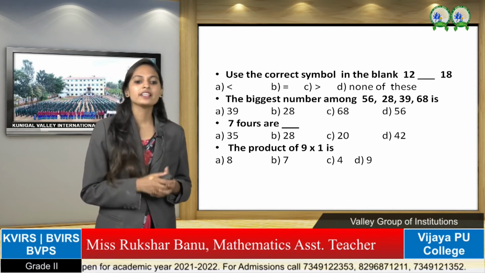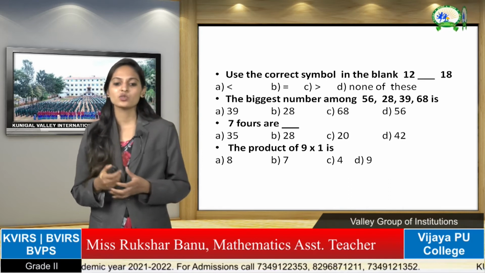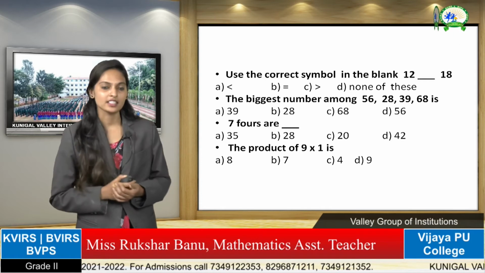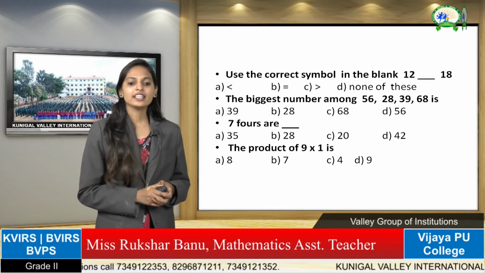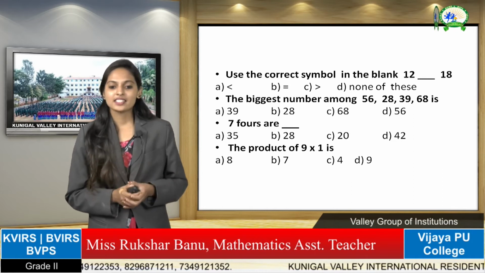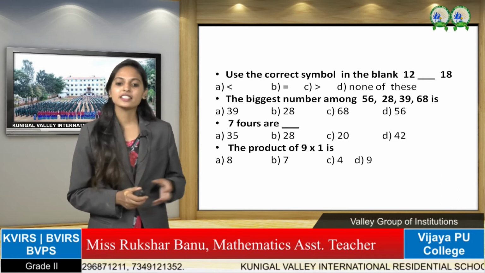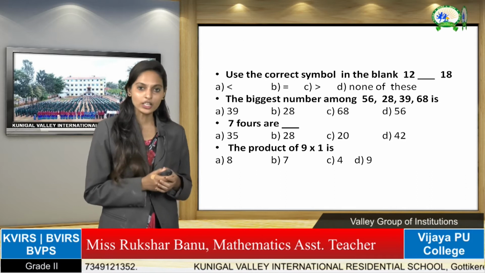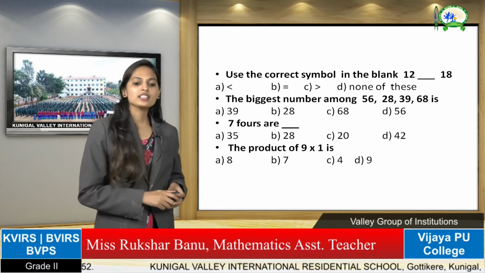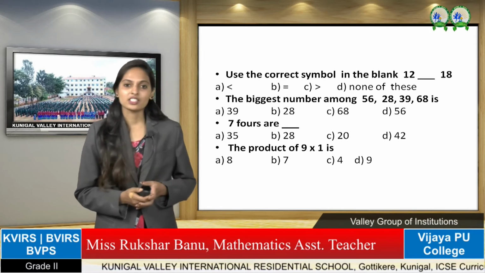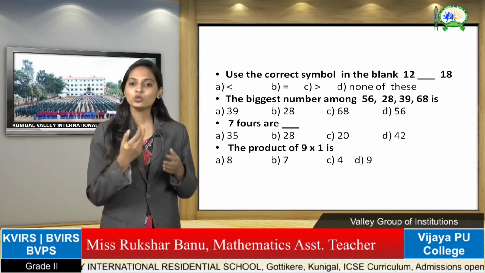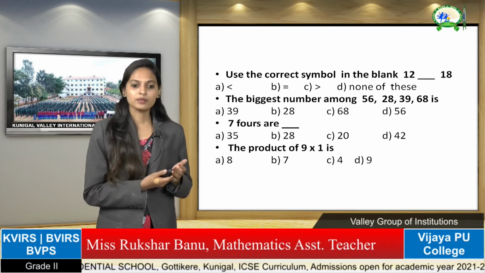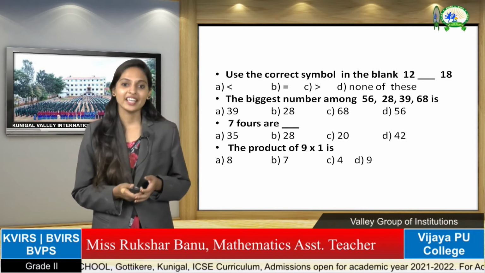Next one is the biggest number among 56, 28, 39, 68. Which one is the big number, children? Yes, 39, 28, 68 or 56? Yes, that is 68, so 68 you have to write here. Next one is 7 fours are dash. What are 7 fours, children? If you don't know the answer, you have to read the tables. That means 7 fours are 28, you have to write.